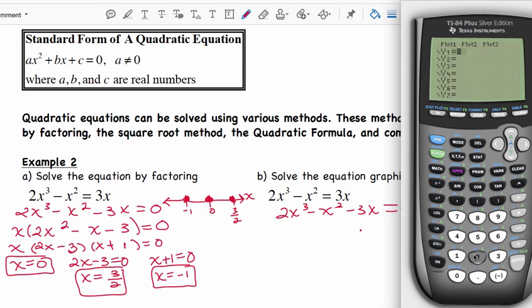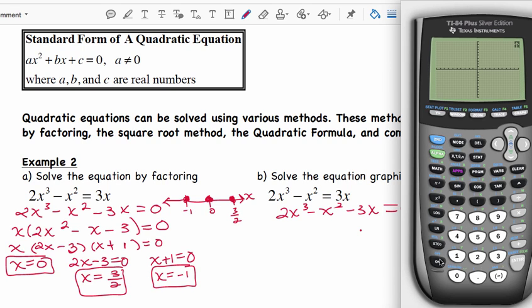So in for my y equals, I'm going to type in 2x cubed minus x squared minus 3x, and I'm going to hit graph. Now I'm already zoomed in on my graphing calculator, but you might have been just zoomed in from the window. Here's what it looks like zoom standard. If you are zoomed standard, then you might not be able to find your zeros very easily.